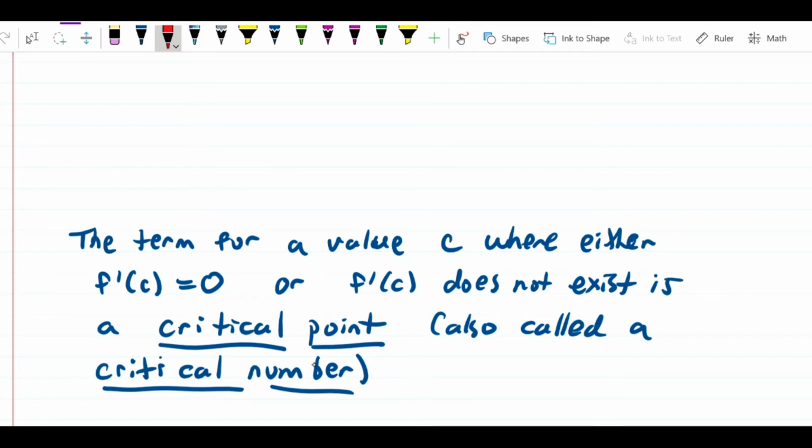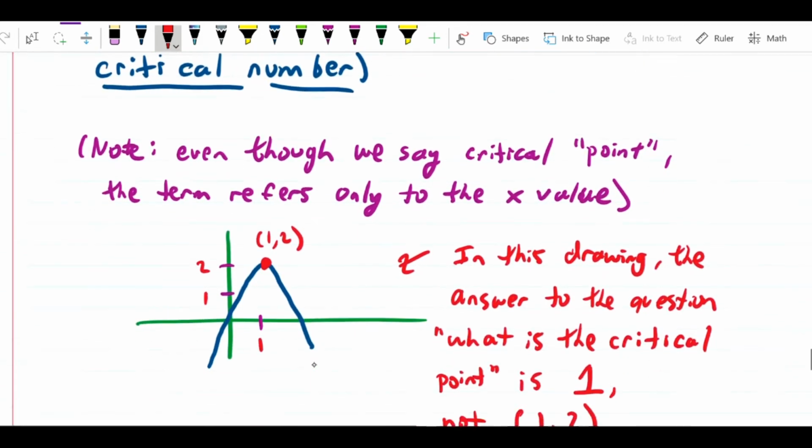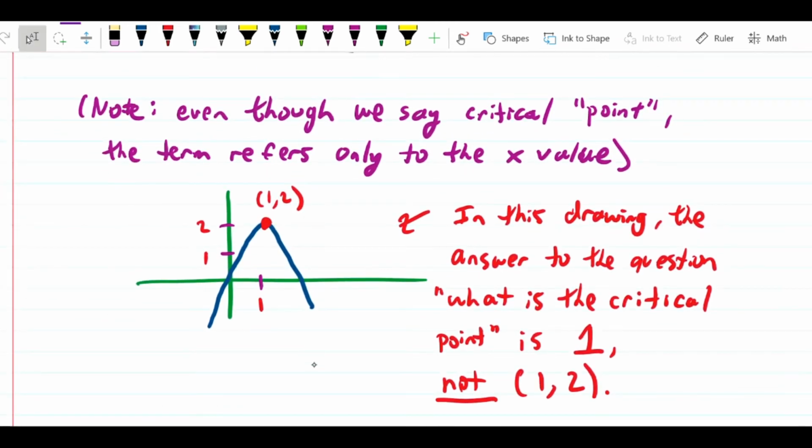The reason I prefer critical number is that, strictly speaking, when we talk about a critical point, we're referring just to the number. For example, what I've drawn here is a function that clearly has a local maximum at that red dot. Now, the red dot can be described as x equals 1, or it can be described by the ordered pair (1, 2). Regardless of whether we use the term critical point or critical number, if I say, what is the critical point? The answer is 1. It's not (1, 2). In other words, I'm referring specifically to the x value where this point occurs, not to the entire point.